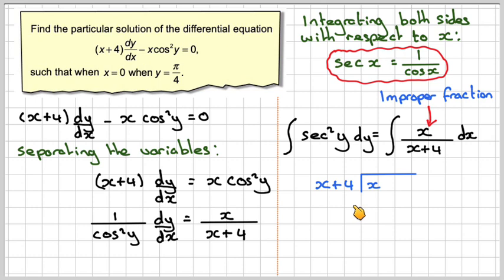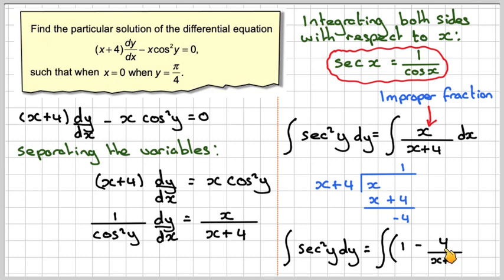So we need to do x + 4 into x. So x goes into x one time. You multiply out: 1 times x gives you x, 1 times 4 gives you 4. And then we do a subtraction, 0 minus 4, which gives you minus 4. So the integral now becomes the integral of sec squared y dy is equal to 1 plus the remainder, which is minus 4, over the divisor, which is x + 4, dx. So I'm going to write that out on the top of the next slide.